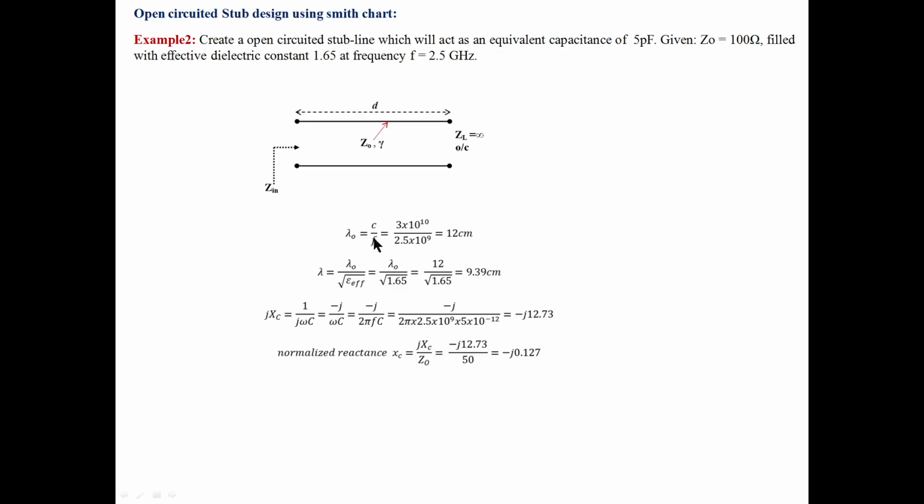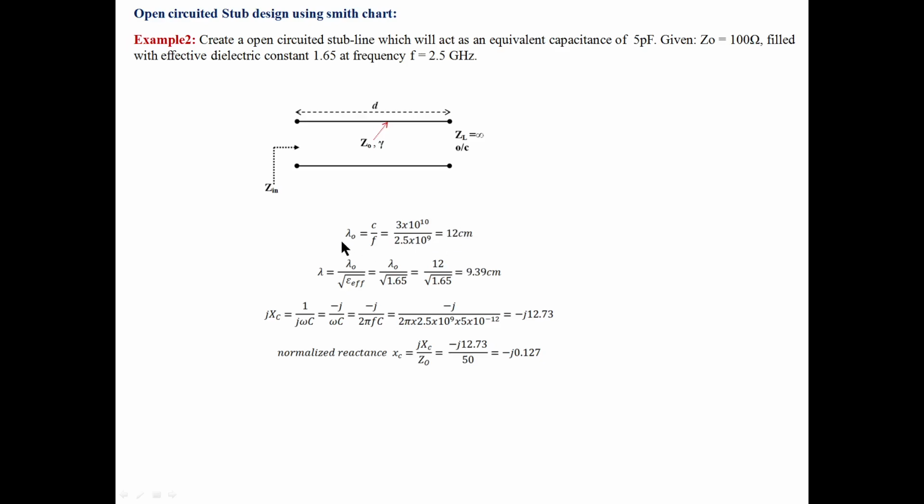Okay, what is lambda naught? It is c by f, velocity of light divided by frequency. This is 12 centimeter. Okay, so divide this lambda naught by square root of effective permittivity and you will get lambda. So it is 12 divided by square root of 1.65. You will get this value, 9.39 centimeter. Okay, the value of lambda is 9.39 centimeter.